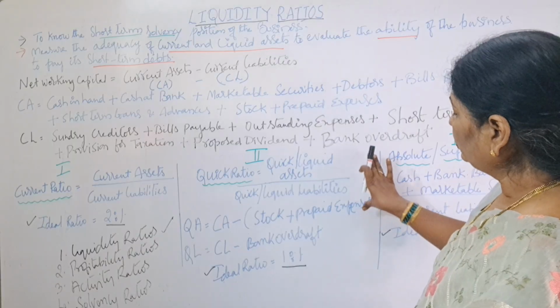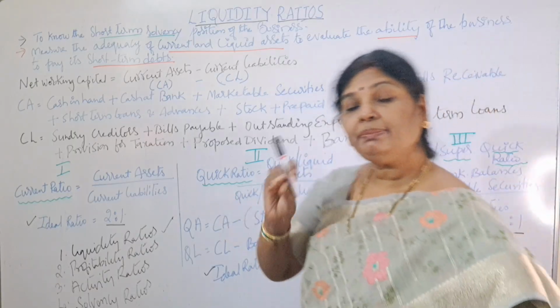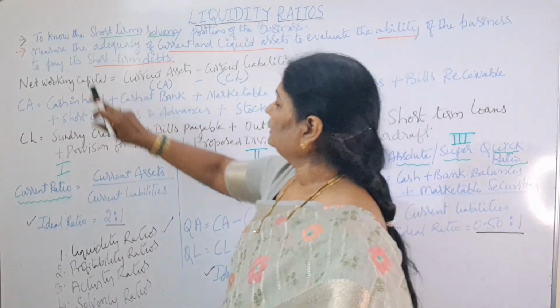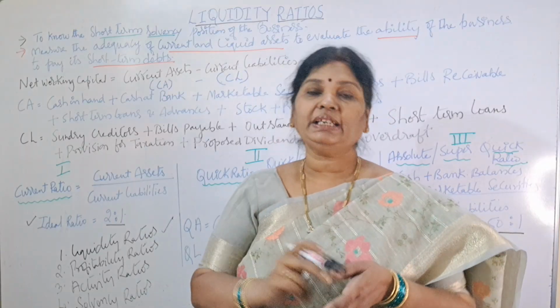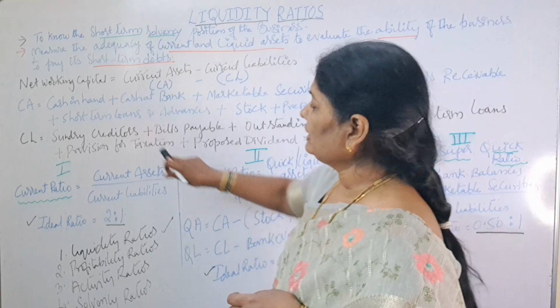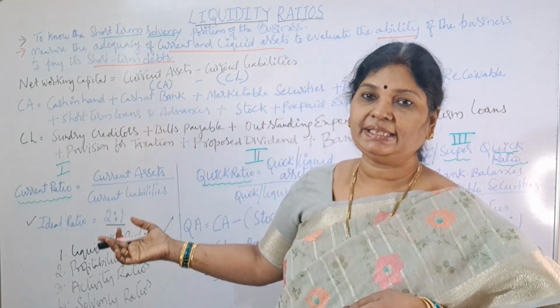So how to apply these formulas? To apply these formulas, first of all you should know some terms. What are those terms? Net working capital. Net working capital means what? Current assets minus current liabilities. So what are current assets? Current assets means cash in hand, cash at bank, means our bank balance.